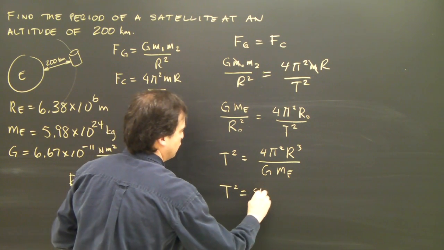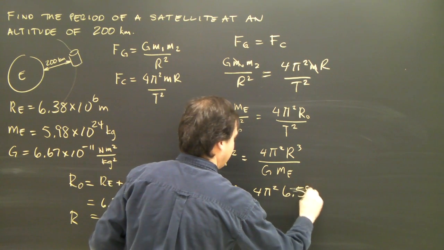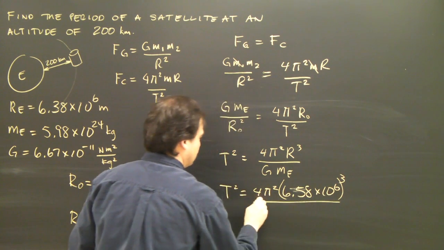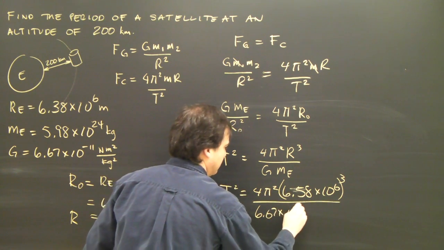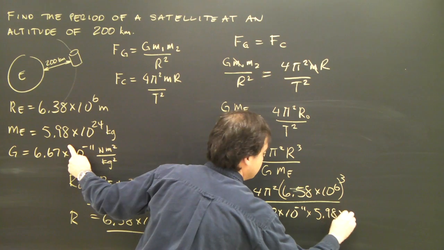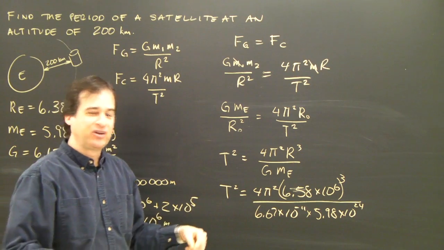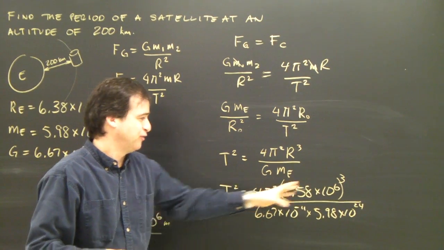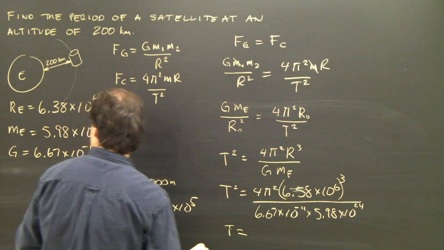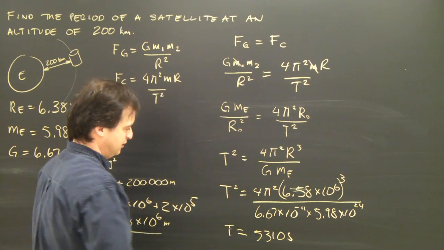Now I can plug all my numbers in here. T squared equals 4 pi squared times 6.58 times 10 to the 6, cubed, over 6.67 times 10 to the minus 11 times the mass of the Earth, which is 5.98 times 10 to the 24. That's a lot to put in your calculator. You should double check it a couple of times. You'll find that, then don't forget to take the square root, and you get T equals 5310 seconds, which is what I'm looking for.